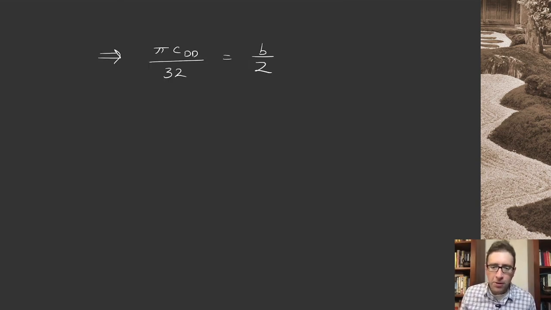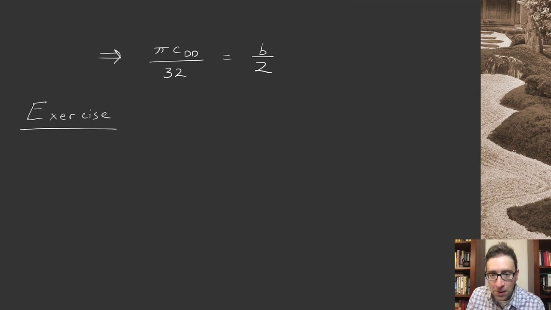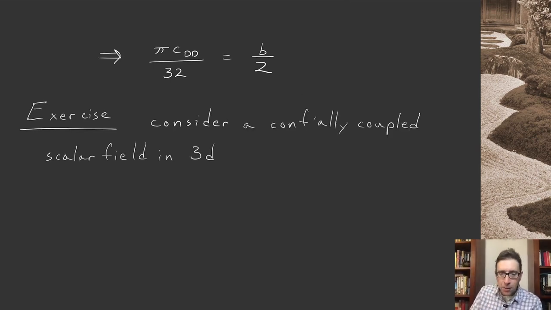I almost forgot to give you my last exercise, so let me do that before we wrap up. This is an exercise to compute this central charge B in a simple case. So consider a conformally coupled scalar field in three dimensions. So that's that action I gave you as a previous exercise from a few minutes back.